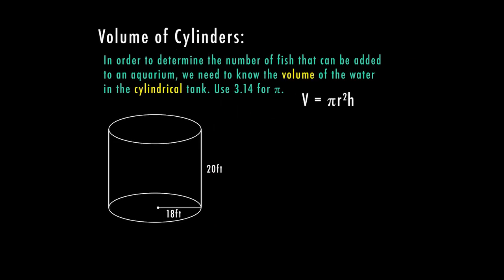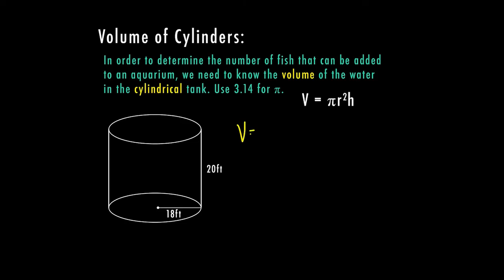So now we have another problem. In order to determine the number of fish that can be added to an aquarium, we need to know the volume of the water in the cylindrical tank. We're going to use 3.14 for pi again. So we're going to still use our same formula here, and we want to solve for the volume of water in the tank, if this was filled all the way to the top, so we can figure out how many fish we could fit into this tank.